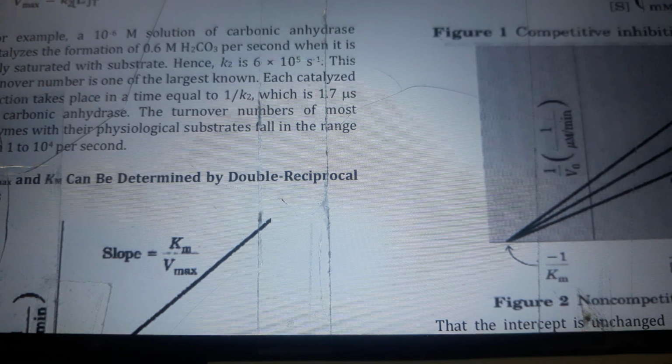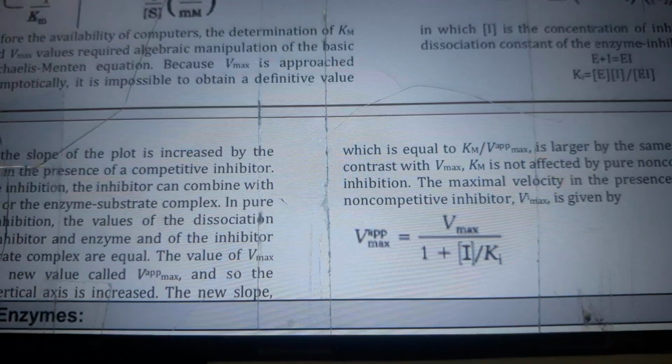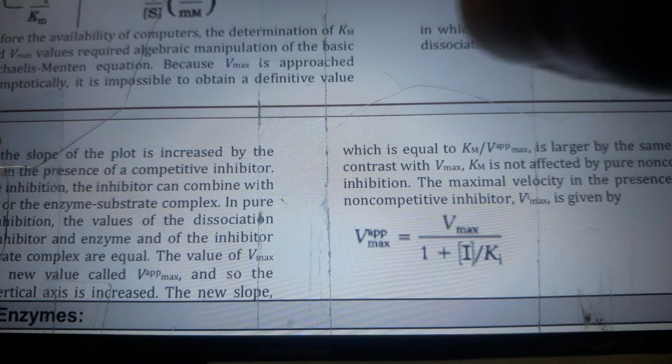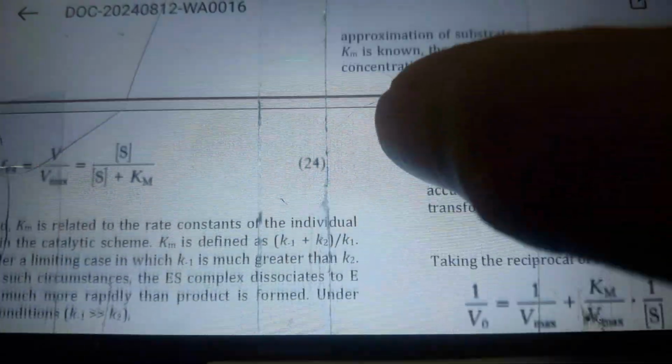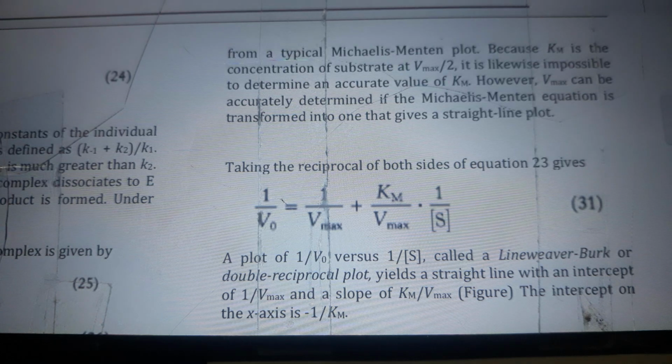Vmax and Km can be determined by double reciprocal plots. Before the availability of computers, the determination of Km and Vmax values required algebraic manipulation of the basic Michaelis-Menten equation. Because Vmax is approached asymptotically, it is impossible to obtain a definitive value. So, from a typical Michaelis-Menten plot, because Km is the concentration of substrate at Vmax by 2, it is likewise impossible to determine the accurate value of Km.